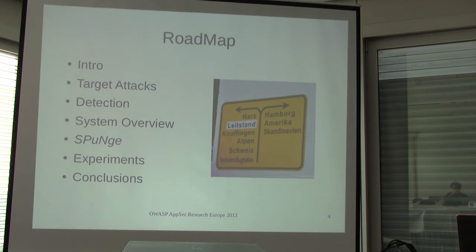So the roadmap for today is this one. I'll give an introduction on what a targeted attack is, what the difference is between targeted attacks and traditional, conventional, widespread attacks, what the problems are in detecting these attacks, and why there is a need to detect this kind of attack. Then I will present the system that we designed, which we call SPuNge, a system that, as I said before, we use to process threat information collected at client side from our population of machines. Then the experiments we actually ran to prove that the system works, and we conclude.